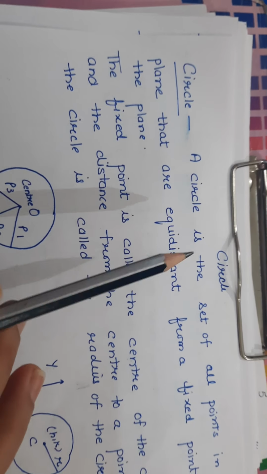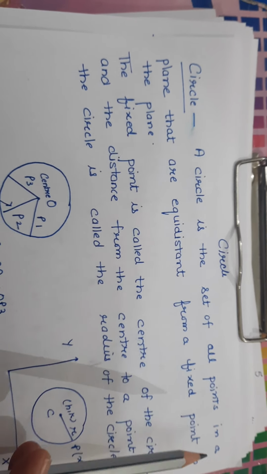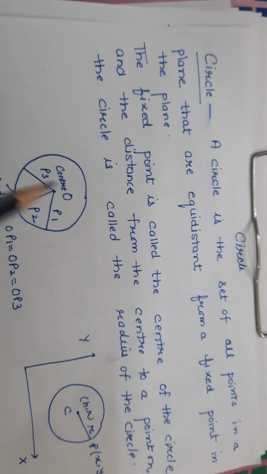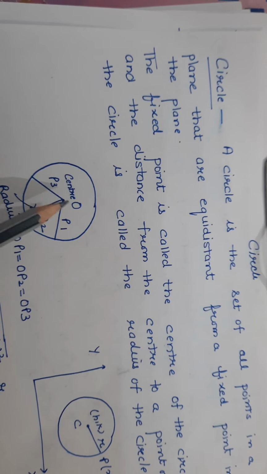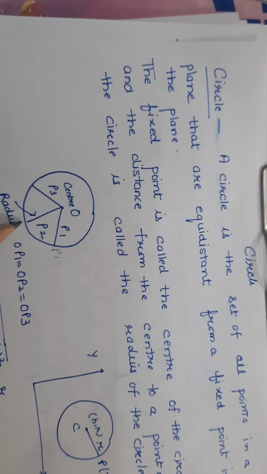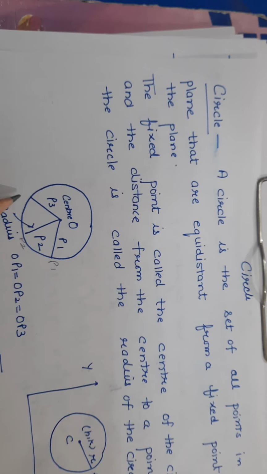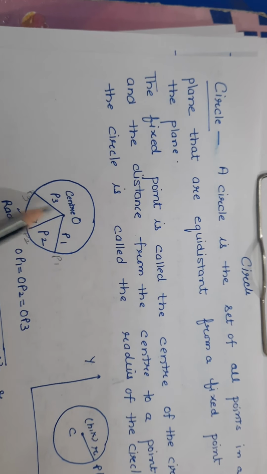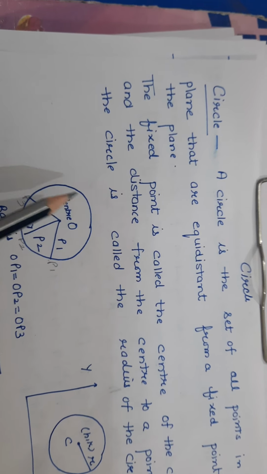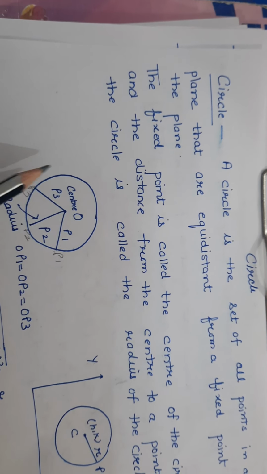Now, circle. A circle is the set of all points in a plane which are equidistant from a fixed point in the plane. Like if you have this O as the fixed point. Now the points, let P1 here, this P2 is on the boundary, P3. All these points are at a fixed distance from this center. The curve described is known as the circle.